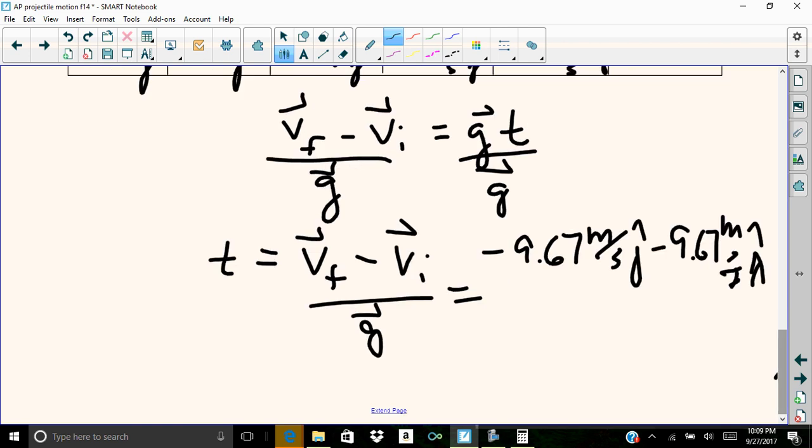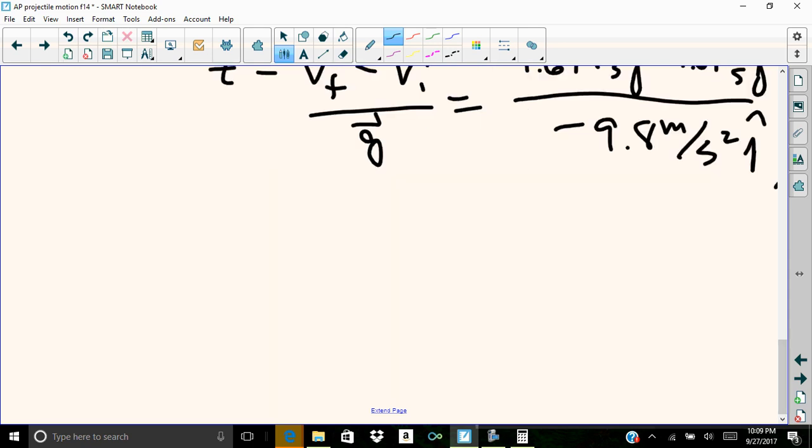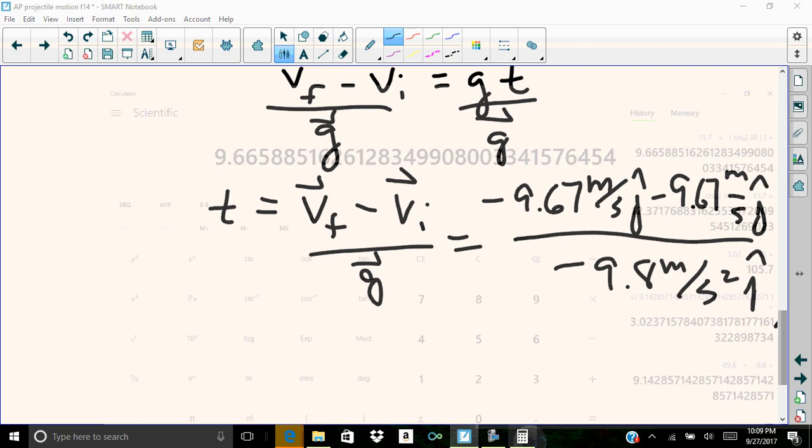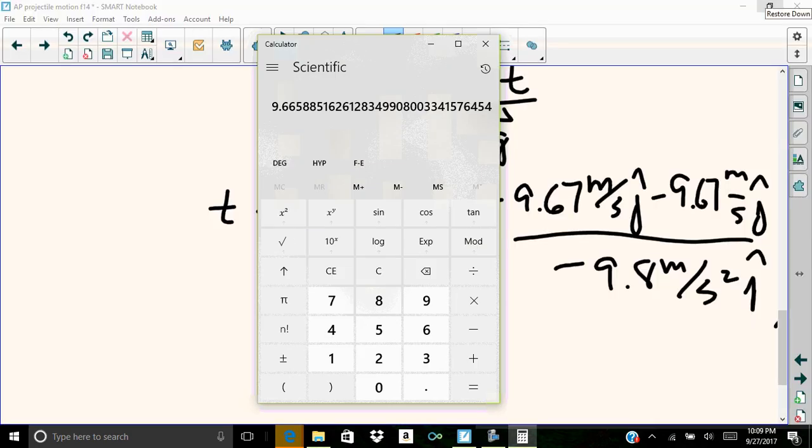Sorry, that looks horrible, doesn't it? Oops, let me get my eraser. Let me fix that for you. Meters per second j hat. There you go. All divided by negative 9.8 meters per second squared j hat. All the j hats are going to cancel out. Let's go ahead and put this in the calculator. Oh, I want that smaller. There we go.